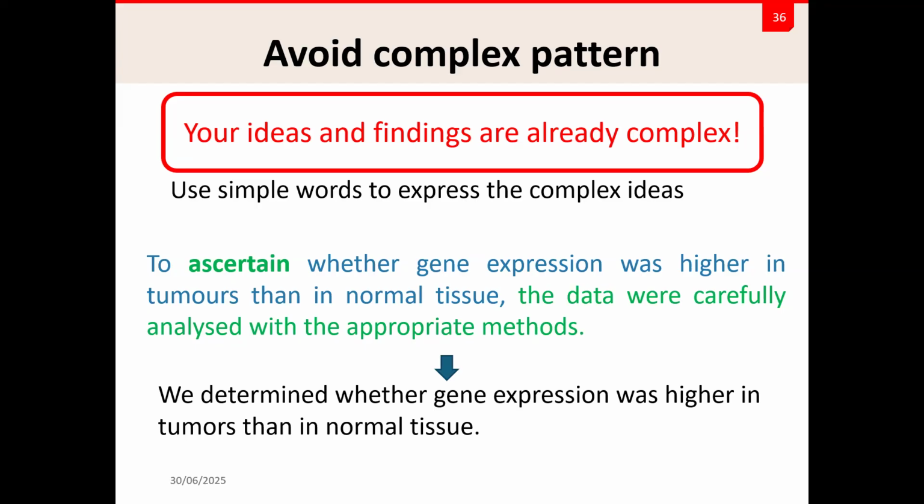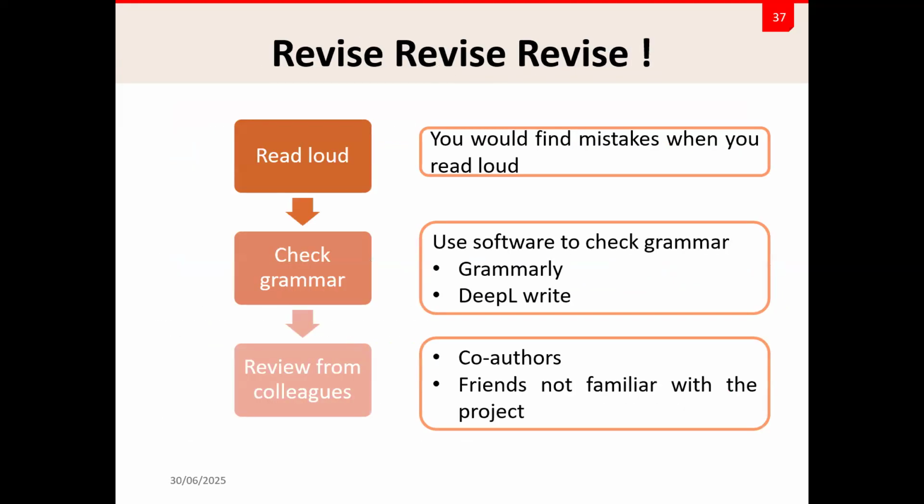For example, this says, "To ascertain whether gene expression was higher in tumors than in normal tissue, the data was carefully analyzed with the appropriate methods." In a simple way, you could write "we determined whether gene expression was higher in tumors than in normal tissue." It's simple and elegant, it's easy to understand. So consider these points when you write your ideas into sentences.